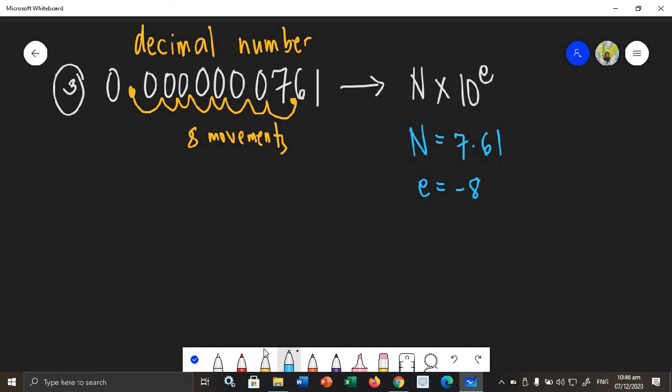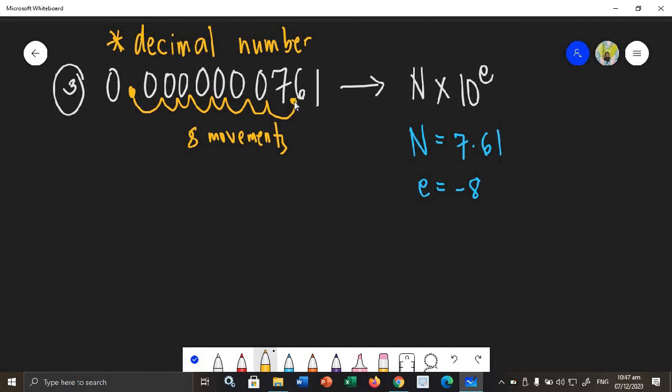negative. So ganito, kapag whole number po yung given, positive. Okay? Kapag naman decimal number yung given, negative yung exponent. And ma'am, bakit po tayo nag-stop in between 7 and 6? Pwede naman po in between 6 and 1.